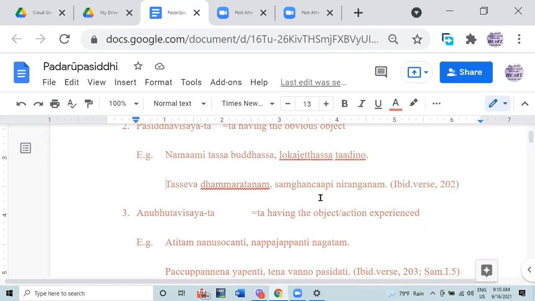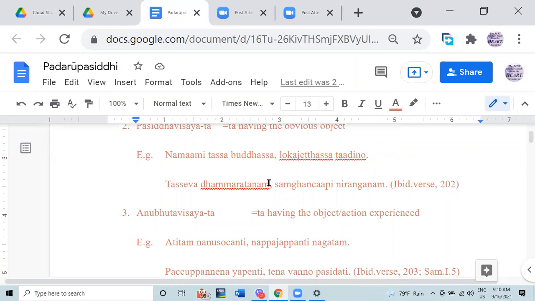Namami Tassa Buddhassa Lokajitassa Tarino. This is one part. This is about the Buddha. Tarino. Tassewa Dhammaratana, Sanghanca Niranganam. So the triple gems are paid homage. Here, namami means paid homage. And paid homage to what? To Tassa Buddhassa Lokajitassa Tarino. So Lokajitassa and Tarino must be modifiers for Tassa Buddhassa.